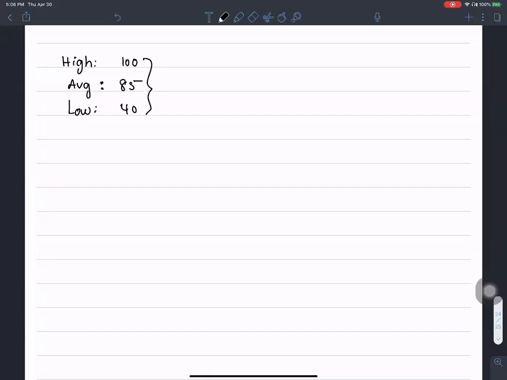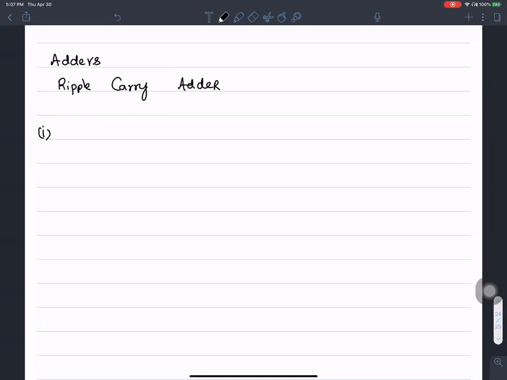All right, let's begin from where we left off in the last class. In the last class, we were talking about adders, specifically the simplest form of an adder, the ripple carry adder. For this ripple carry adder, I have shown you two topologies.